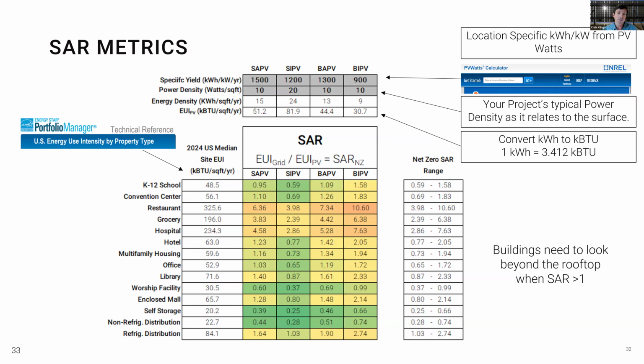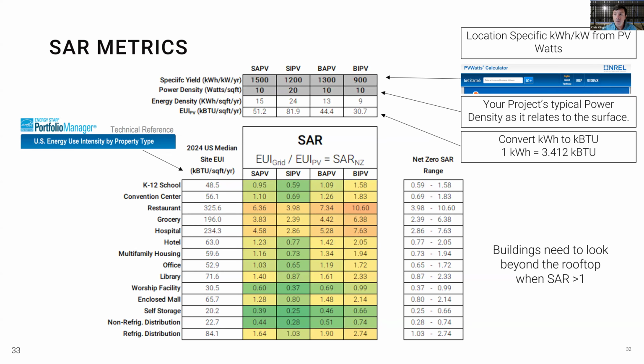We then get to the site's potential in terms of kilowatt hours per square foot per year by converting those figures into kBTU to make it apples to apples with EUI. And lastly, by dividing the building's EUI by the EUI of the PV, we can determine the net zero SAR for each of the applications.